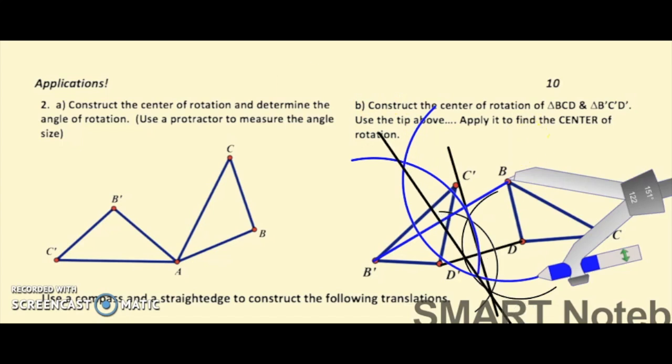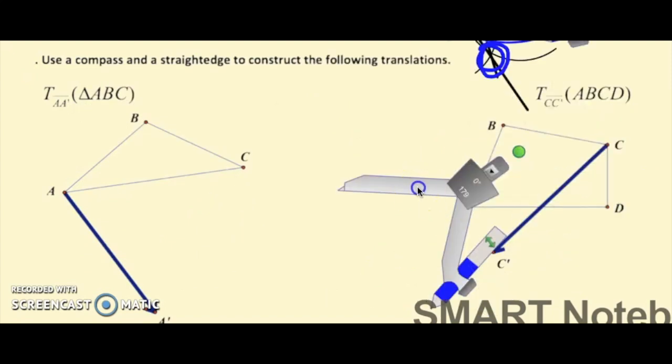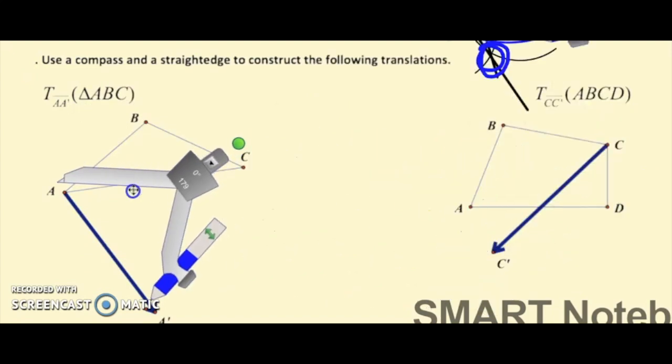Where those two intersect is my center of rotation. And remember, these can get messy, but that point right there that I'm circling, where those two intersect, is the center of rotation. And this is it. This is our last construction for rigid motions.